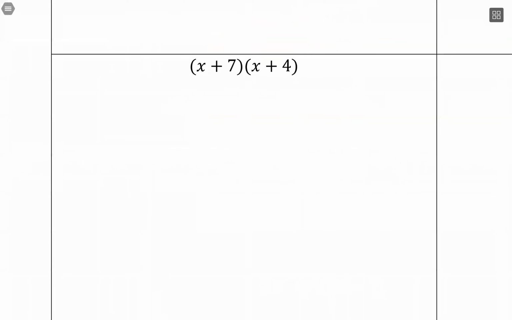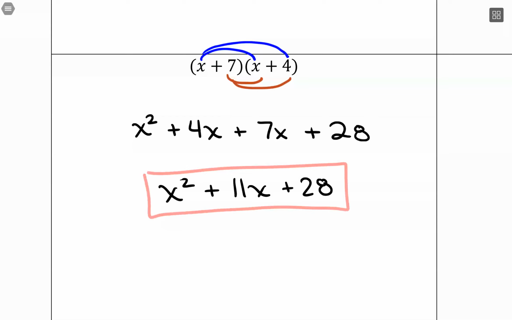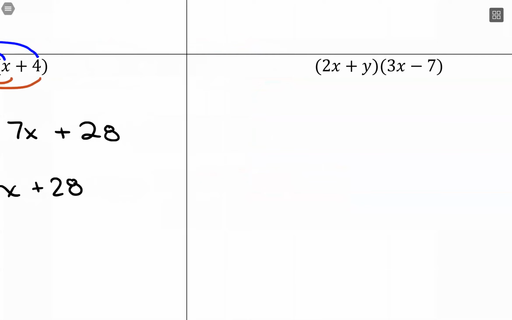Alright, foiling. So we're going to multiply first, outer, inner, last. So this is just using the distributive property. So we'd have x times x, x times 4, 7 times x, 7 times 4. And then just combine like terms. There we have it. So we've been doing a lot of factoring this term, so it was all about taking that trinomial and getting to that factored state. This is just the reverse of it.